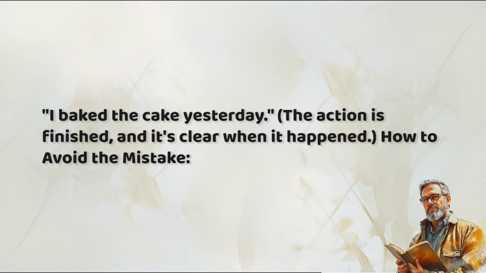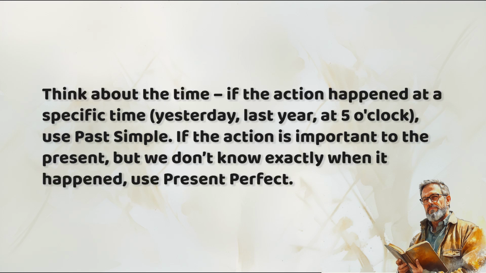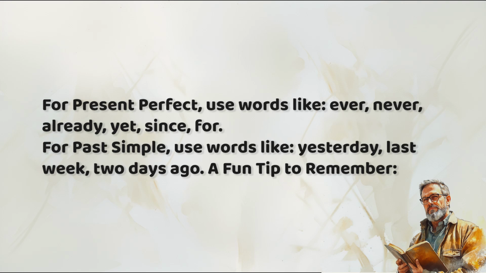How to avoid the mistake. Think about the time. If the action happened at a specific time, yesterday, last year, at 5 o'clock, use past simple. If the action is important to the present, but we don't know exactly when it happened, use present perfect. Look for keywords. For present perfect, use words like ever, never, already, yet, since, for. For past simple, use words like yesterday, last week, 2 days ago.